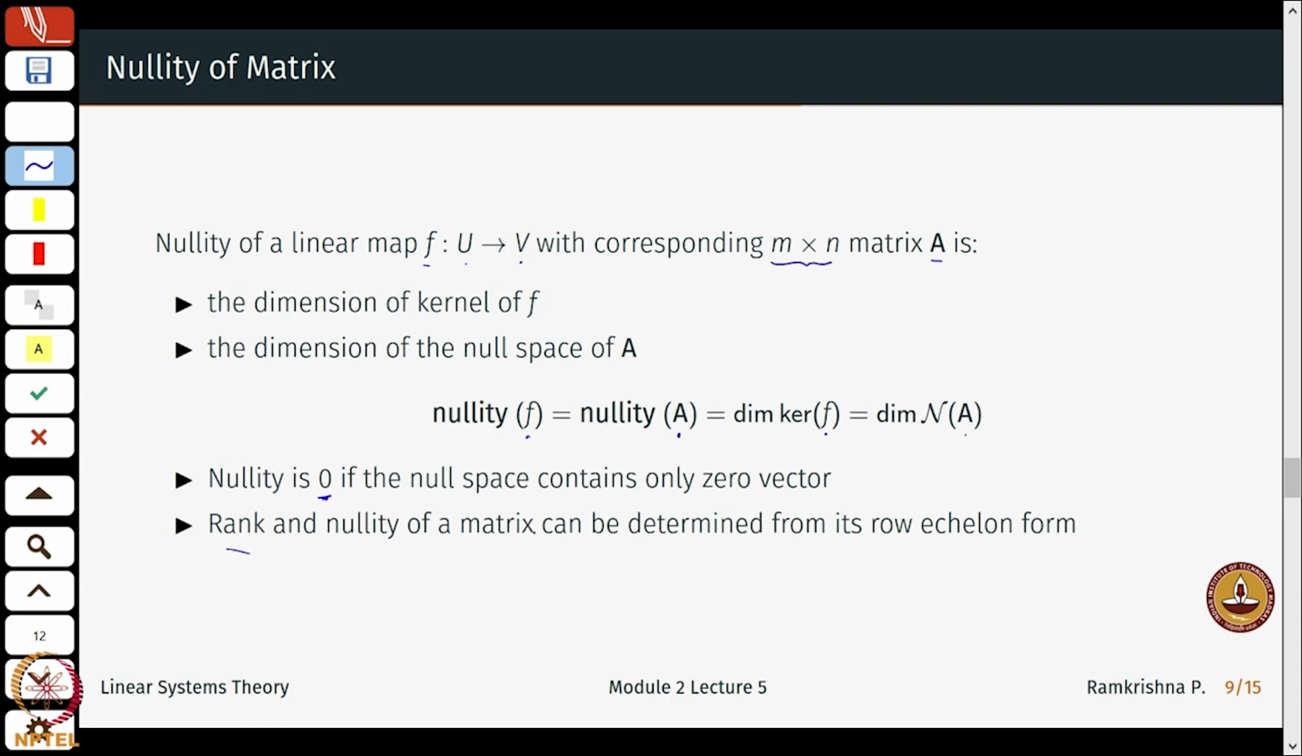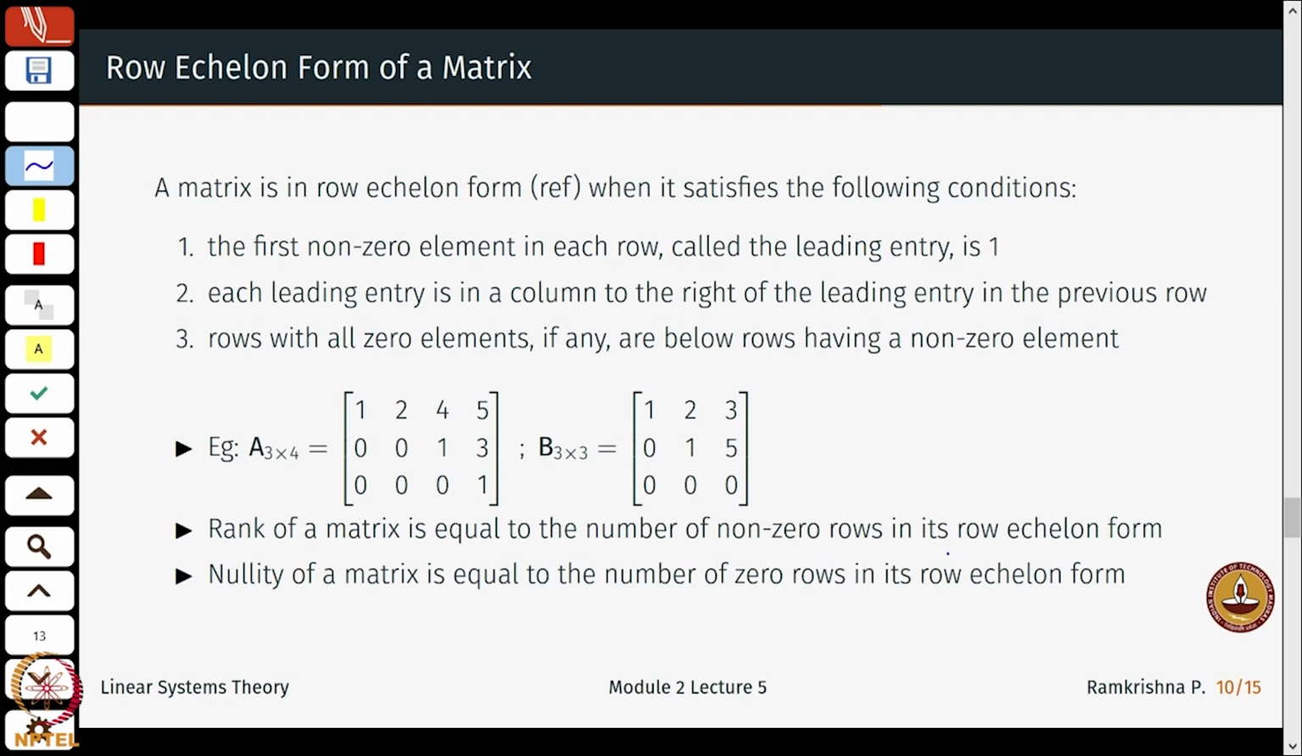And of course, if you remember some of our undergrad training on matrix algebra, the rank and the nullity of a matrix can be determined from its row echelon form. Later, if we get some time, we will revisit how to derive the echelon form given a certain matrix, maybe during a tutorial class. Just to brief before that, the definition of an echelon form is that it satisfies the following conditions. The first non-zero element in each row, called the leading entry, is 1. So, it is a 1 here, a 1 here, a 1 here and a 1 here.